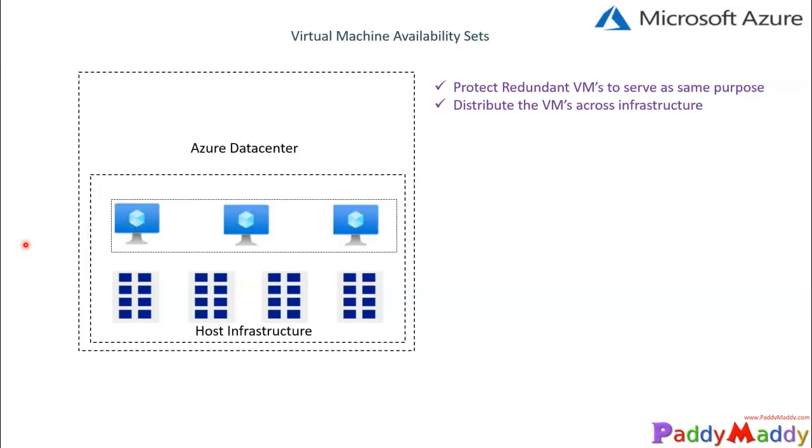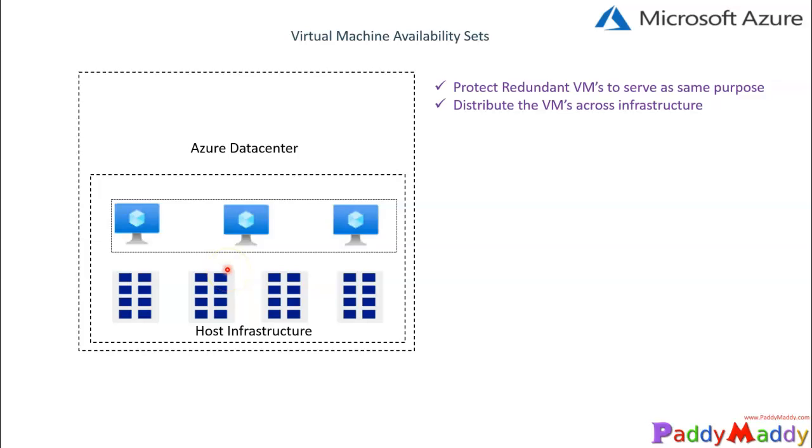We're going to focus on availability, as I said, ensuring that we have better control over the distribution of our virtual machines across the underlying physical infrastructure. Because if you take a look at the solution right now, we have three virtual machines that serve the same purpose, but they are all on the same underlying infrastructure, that's a host infrastructure. So do you think that it's going to be highly available?